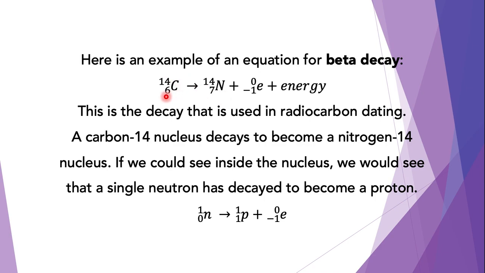So carbon has 6 protons and 14 nucleons. But remember, this is not the actual carbon atom. This is carbon-14, and this is the carbon-14 nucleus we're seeing here. So when an electron is released from the carbon-14 nucleus, it becomes a nitrogen-14 nucleus. So the 6 protons become 7 protons. How is that possible, right? But if we could see inside the nucleus, we would see that a single neutron has decayed to become a proton. So this is what beta decay is. A neutron decays to become a proton, and an electron is released. So this is what happens in beta decay. As you can see, the nucleon number doesn't change. It remains 14. Only the proton number changes.